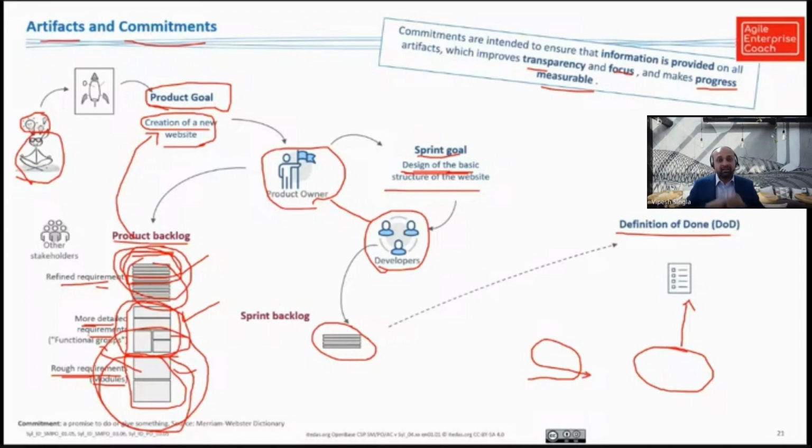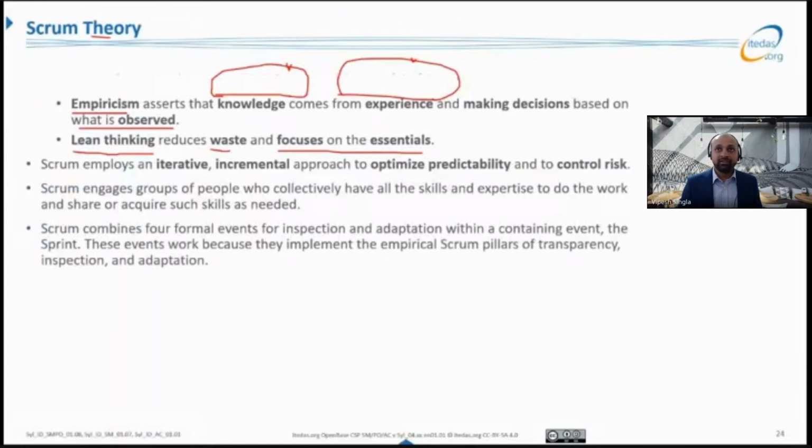So this is another example of the process you use to build your product. If you figure out what is essential and what is waste, you remove the waste, because something which is not adding any value to the customer, or your stakeholder, is waste. You figure out what that is. That's what this second idea of Scrum theory is talking about: lean thinking, which is a Japanese principle about reducing waste and focusing on the essential.